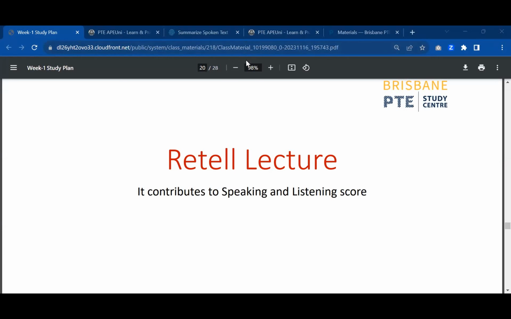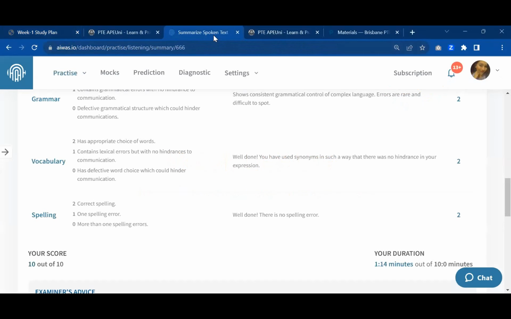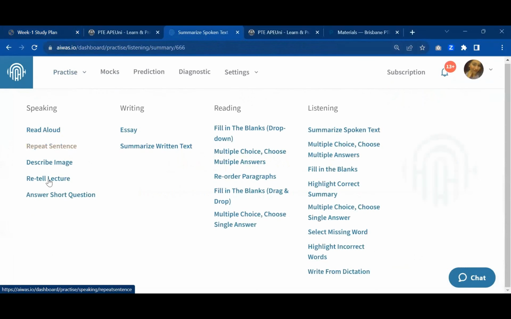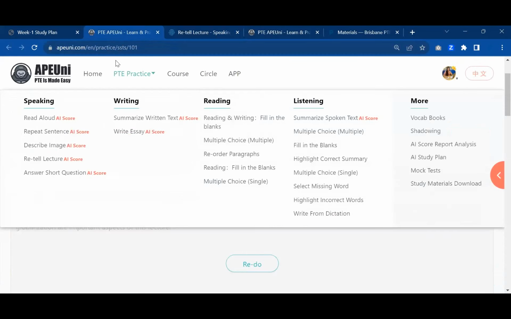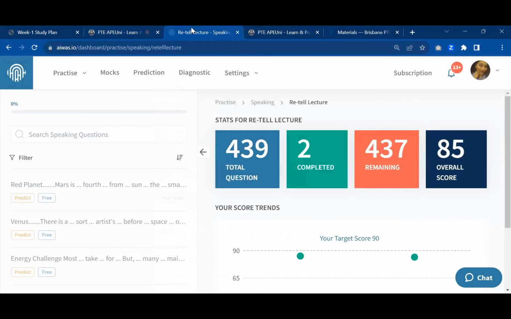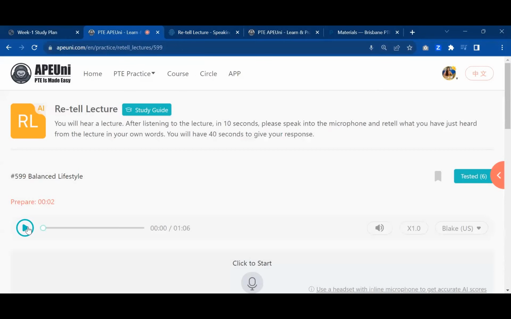As I was saying, guys, retell lecture will be one of your speaking section topics, right? First you do 6 or 7 read aloud, 10 to 12 repeat sentence, 3 to 4 describe image questions, and then you will find retell lecture here. For AP Uni, you will find retell lecture here, right? There are so many questions on both platforms. A lot of questions. This is what you have to do.